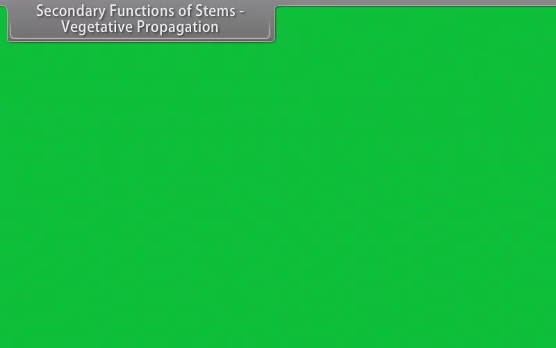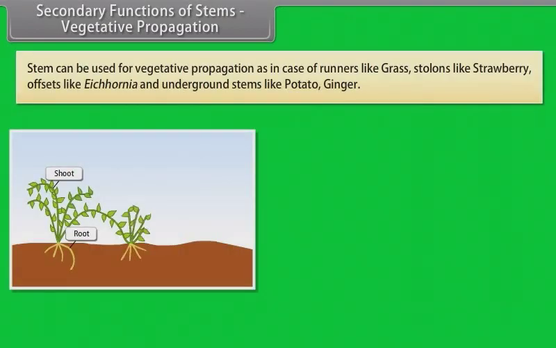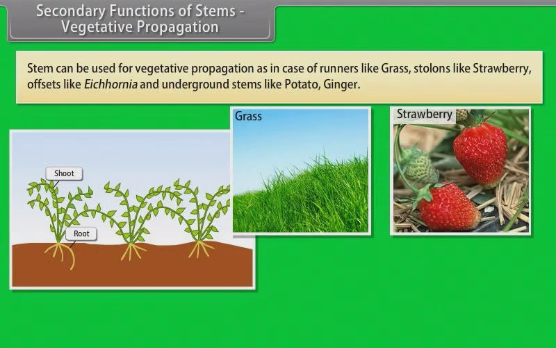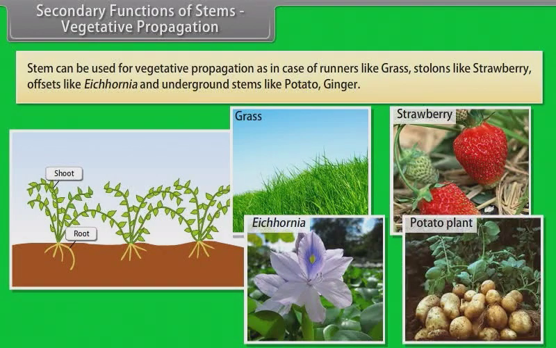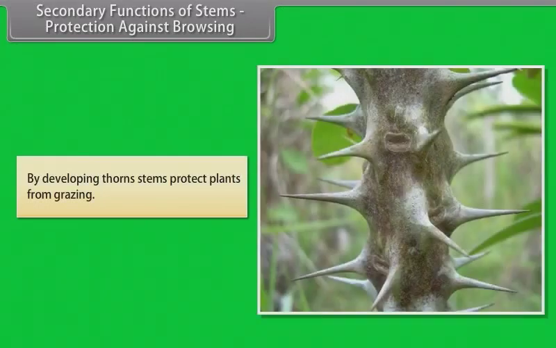Secondary functions of stems. Vegetative propagation. Stem can be used for vegetative propagation, as in case of runners like grass, stolons like strawberry, offsets like eichhornia, and underground stems like potato, ginger. Protection against browsing. By developing thorns, stems protect plants from grazing.